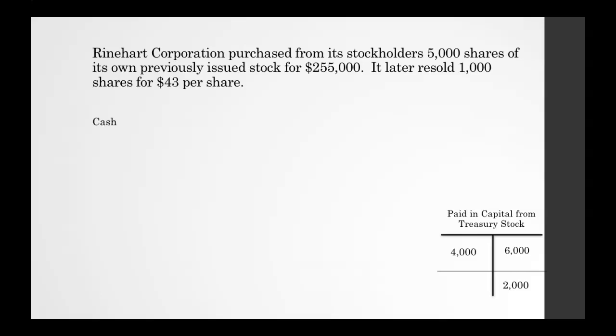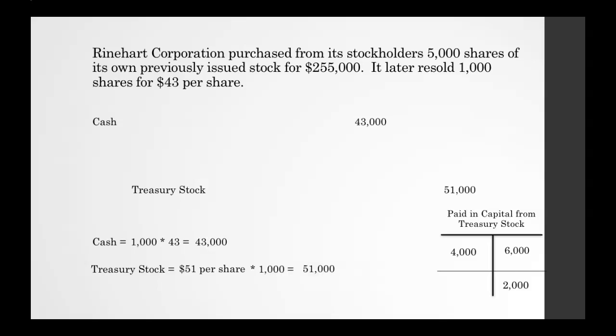We're still getting cash, so we still want to debit our cash. And we're still crediting treasury stock because we're still selling our treasury stock. So we'll find our cash amount by taking the number of shares times the price per share that we're selling it for. So 1,000 times 43 tells us that we need to debit our cash for 43,000. Treasury stock, once again, it's that $51 per share amount that we found times the 1,000 shares. So we credit our treasury stock 51,000.